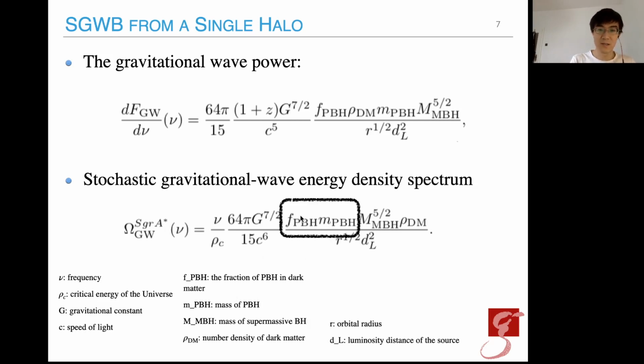But I do want to mention a particularly interesting term, which is f_PBH times m_PBH, where f_PBH is the fraction of primordial black holes in dark matter, and small m is the mass. So this is a scaling relation, which means that if the mass of a primordial black hole is 10 times larger, and the fraction or the abundance is 10 times smaller, then the overall effect is not changed. And this fraction term is a free parameter.